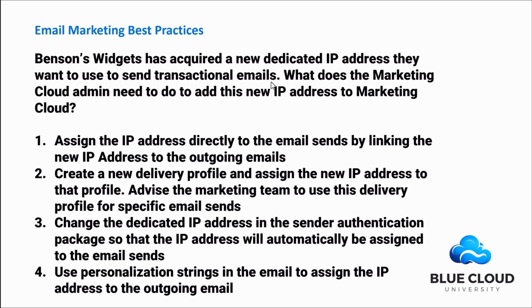But in this case, they want to be able to send a transactional email, and they want to use a new dedicated Internet Protocol address to do this. So how do we set this up? I'm going to show you a few different things, but first of all, let's see if we can eliminate anything here that may not work for us. Now, this first potential answer says, assign the IP address directly to the email sends by linking the new IP address to the outgoing emails. All right, is that something we can do?